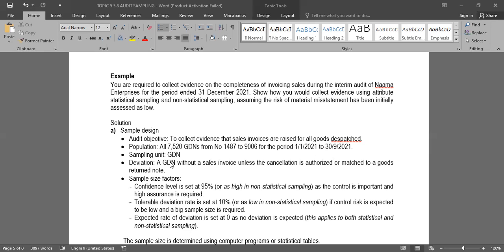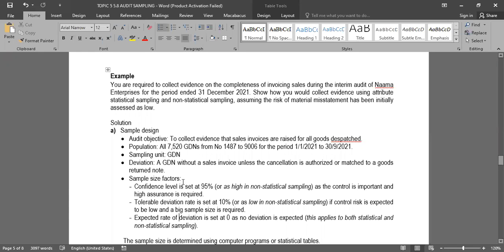That's completeness. If they had said you are required to collect evidence on the existence of sales invoiced, then it would be different. The sales invoice would now be the sampling unit. But if you look at completeness, we're asking, are all sales invoices complete? Are they all here? You don't establish that by starting from where they are. You begin from where they come from. Do they bring everything or just a few of those? I hope I've cleared that.